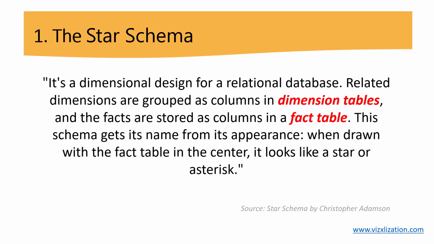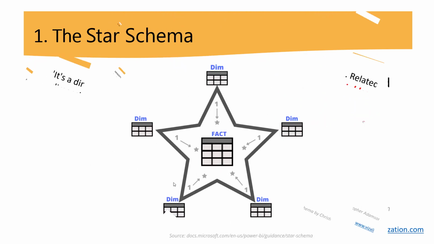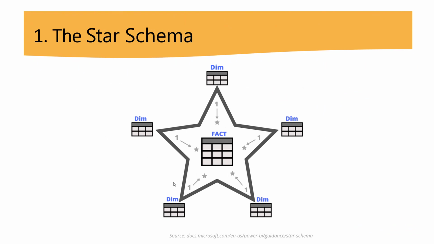So this schema gets its name from its appearance. It looks like a star or asterisk. So you will see the details in the next slide. So this is the design, right? Like I mentioned before, the fact table is in the middle, and then we also have the dimension tables around it. And then the relationship between dimension and fact is from 1 to many, as you can see right here. So now let's move on to the next slide.